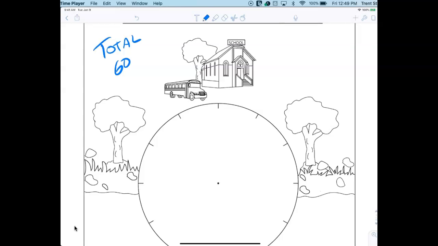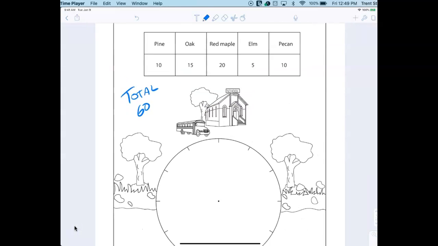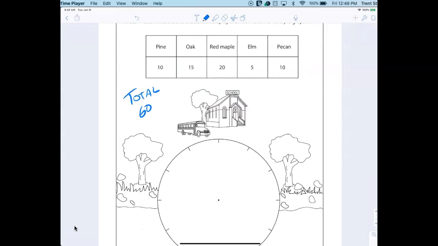In this case, what fraction of the trees are pine trees? Tell me, Austin. 1/6. How did you get that? I did 10 over 60. It's that easy. So pine trees represent 1/6 of the graph. Now someone tell me what oak represents. Oak is 1/4, because 15 out of 60 reduces to 1/4.